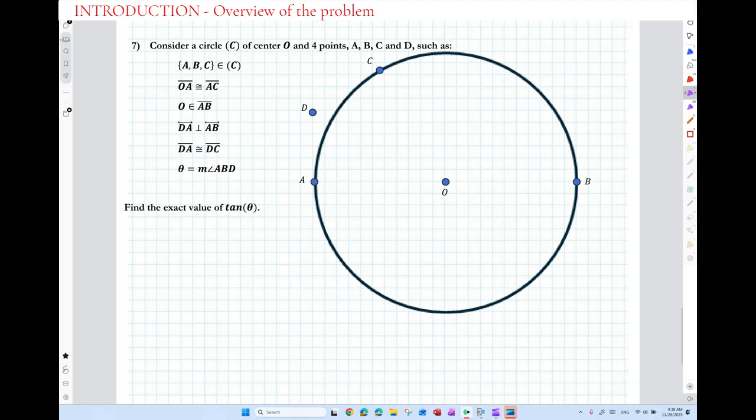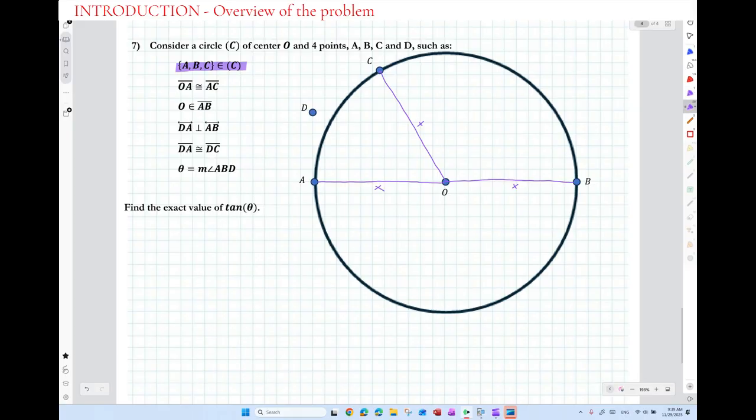Question number 7. I have a figure defined by all those statements that I'm first going to analyze to overview the problem at hand. So I've got a circle of center O and 3 points A, B, C belonging to it, which means that OA, OB, and OC are radii of the circle. Later on, I'm going to call that distance x.